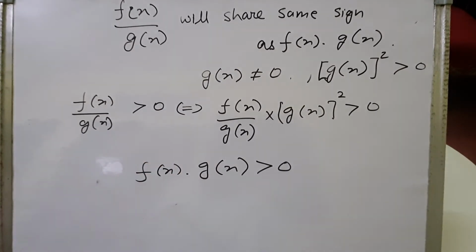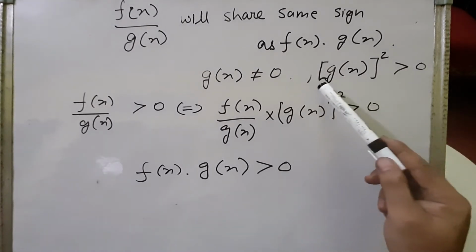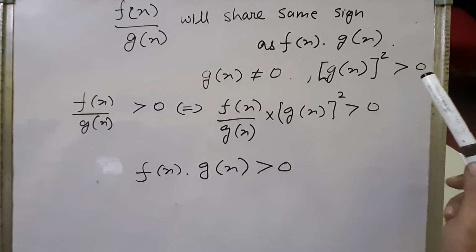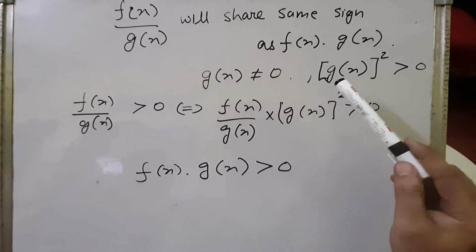This implies that g(x) is not equal to 0, right? Now what we'll do, we'll multiply by the positive term g(x) squared. This is a way of solving, right?